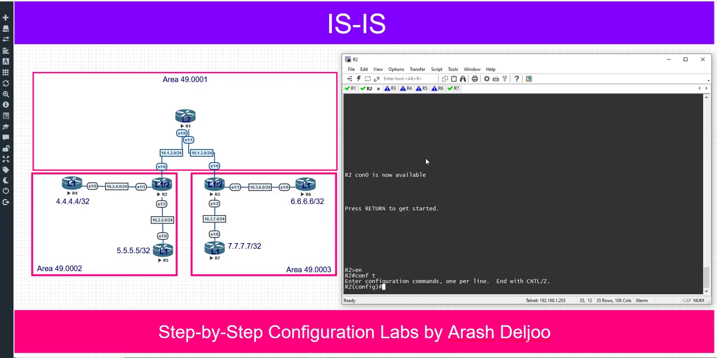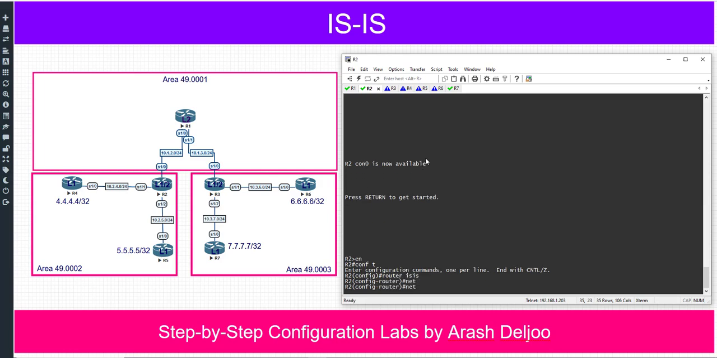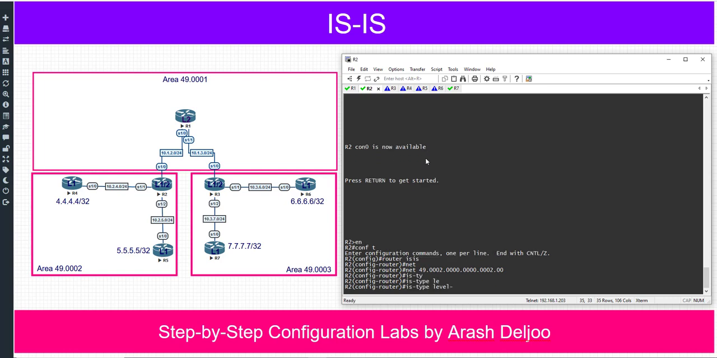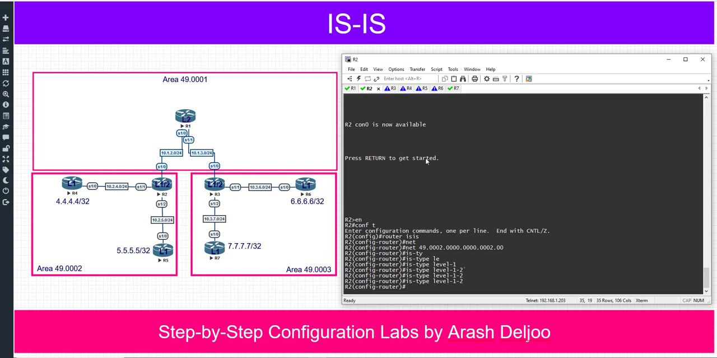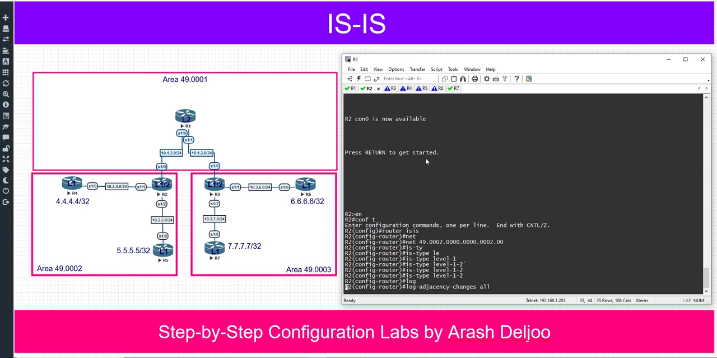Let me configure router 2. Enable, configure terminal, and then router ISIS. And then let me configure the net address 49.0.0.0.2. Then quad 0, quad 0, 0.0.0.2.0.0. The IS type is level 1-2, and this is the default, but let me configure it again. IS type level 1-2. That's it. And after that, log adjacency change all.